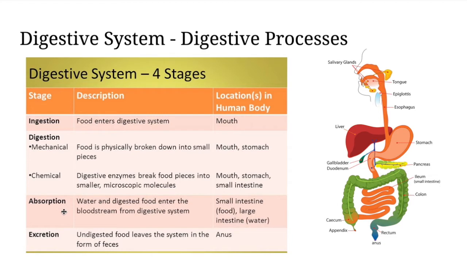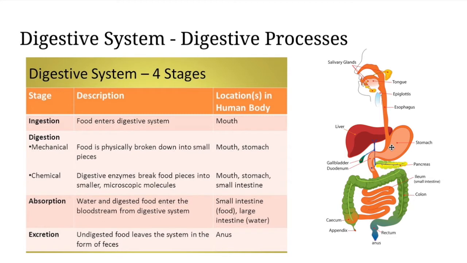Absorption is going to happen in the small intestine and the large intestine. So there are some things that can be absorbed in the stomach, but most of the absorption of nutrients is going to happen in your small intestine. So that's actually the most important digestive system organ. It's not the stomach, which usually people think it is.